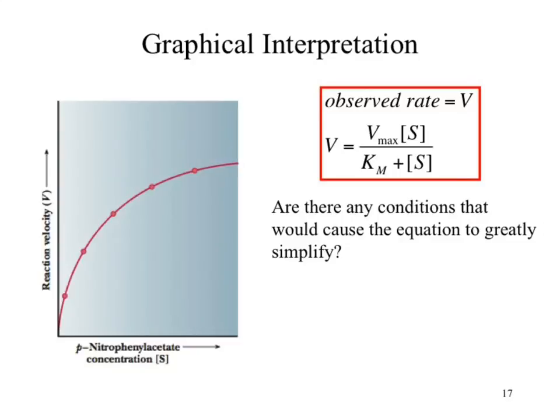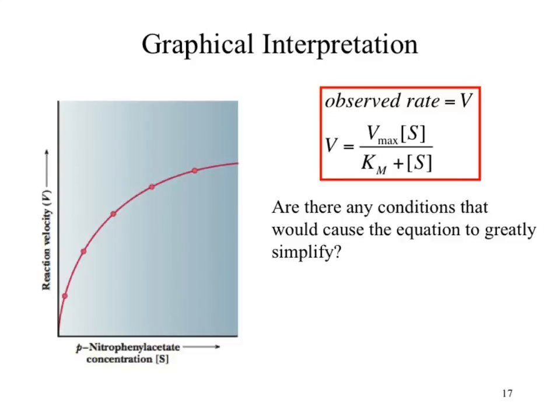If substrate concentration is stupidly high, what's Km plus a stupidly high number? Stupidly high number. Vmax times a stupidly high number divided by a stupidly high number. What happens? Stupidly high cancels, and we end up with Vmax. Our rate will equal our Vmax. So at ridiculously high concentrations, this equation works.